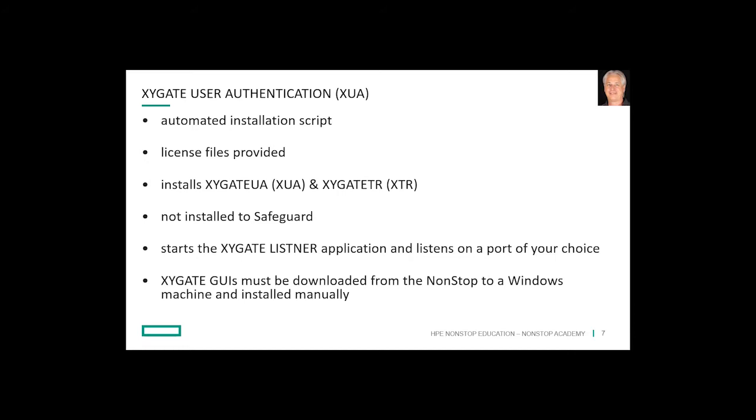When the automated installation script completes, XUA and XTR are installed, but XUA is not yet installed to Safeguard. A listener process has started for connections from the XYGATE GUIs. The GUI software is distributed with the installation files, but must be downloaded from the NonStop to a Windows machine and installed manually.